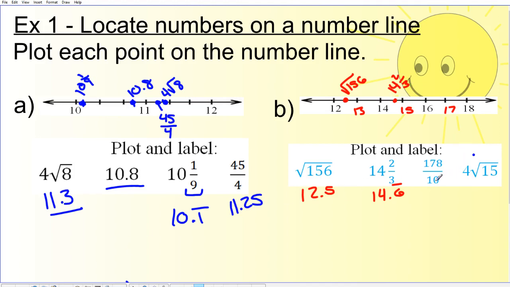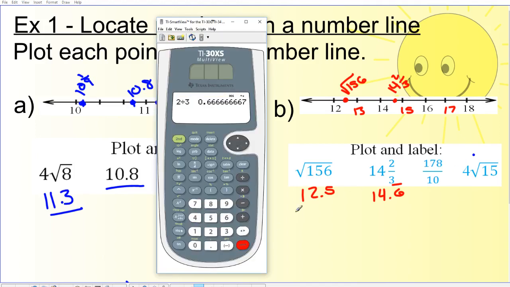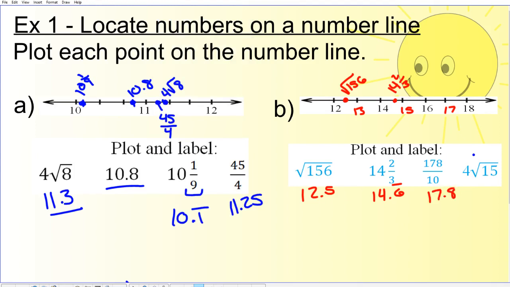Okay, next one, 178 over 10. 178 divided by 10 equals 17.8. So 17.8, between 17 and 18. If you're trying to figure out which side it's closer to, it's definitely closer to the 18. And I'm just going to ballpark it right around here. Probably a big dot. Didn't need quite such a big dot, but that's okay. So I'm going to call this guy 178 over 10. Just label that little dot there.